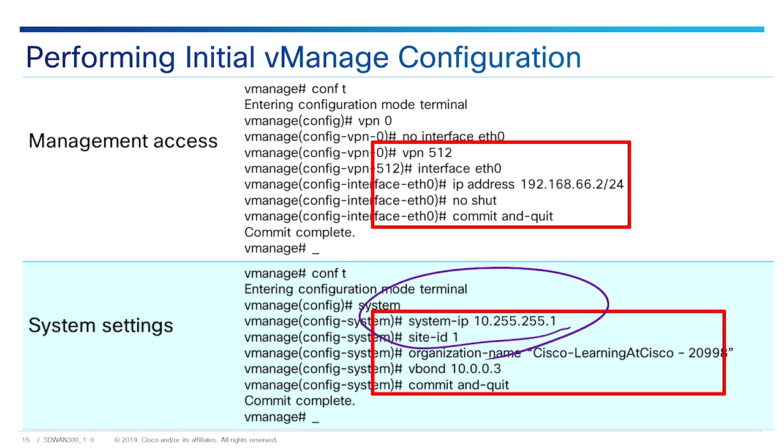We have our site ID, our organization name. I'd like to note, this must match on every single node. If it's got a space or one of them's not capitalized or something, they will not connect together as the same organization. We're also going to specify the IP address of vBond here. This is really, really important. And then we're going to do a commit and quit.